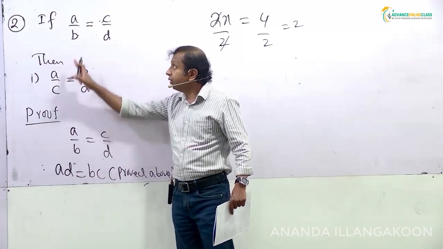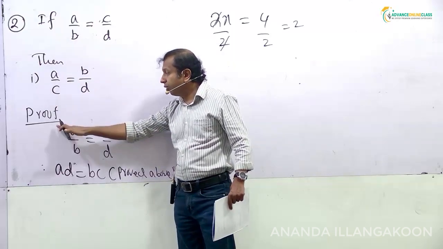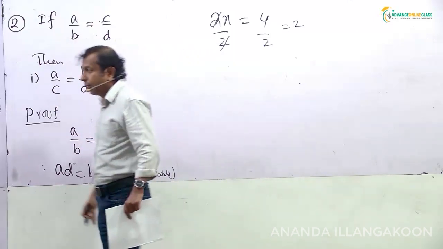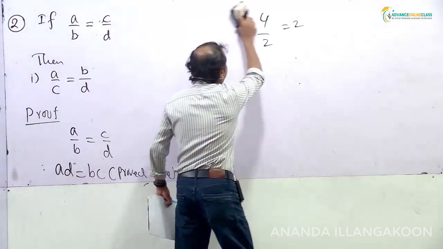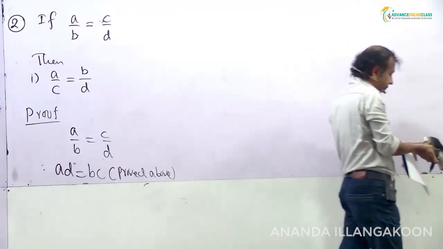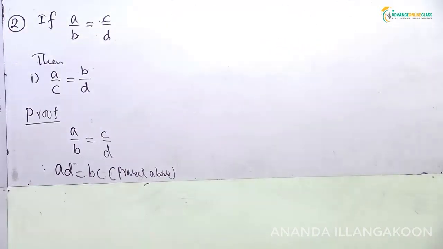Come to the second one. If this one, write down this and then the proof is this. Right. Start now. Hurry up. Start the proof.